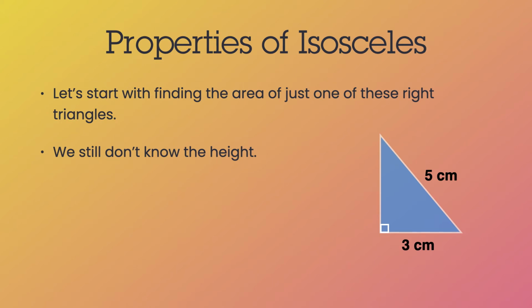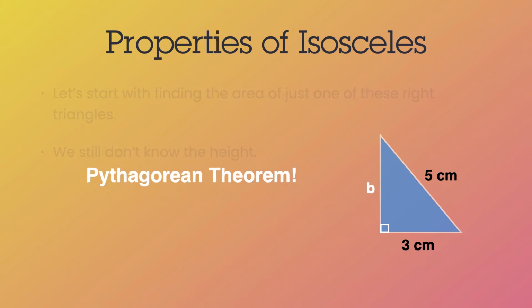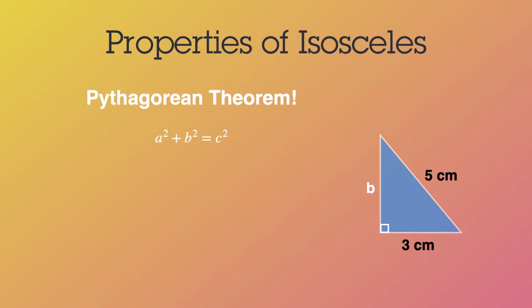Luckily though, this is a right triangle, so we can use Pythagorean Theorem. We'll just set height to b. So we have a squared plus b squared equals c squared. And we'll see how it goes. So our base is 3, that's one of the legs of our right triangle, so we'll put that in for a. The hypotenuse is 5, so that's definitely c.